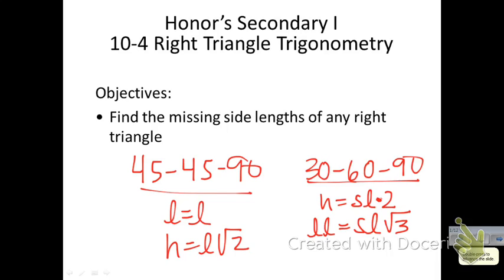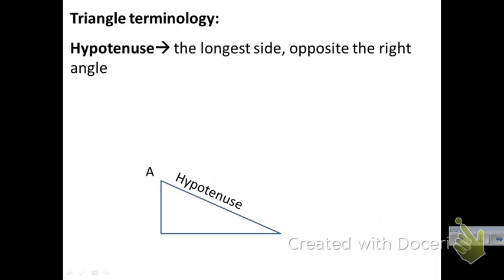We talked about those formulas, but then we said, what are we going to do when we don't have a 30-60-90 or a 45-45-90 triangle? And this is where your right triangle trigonometry will come into play.